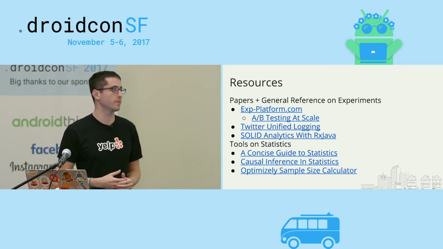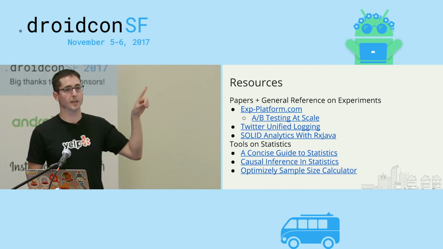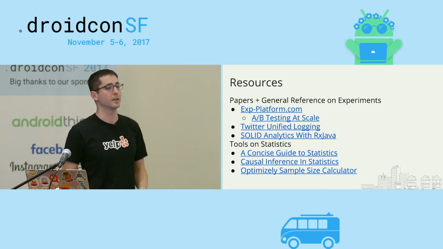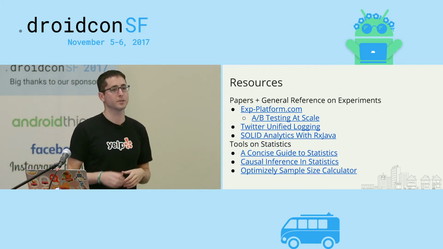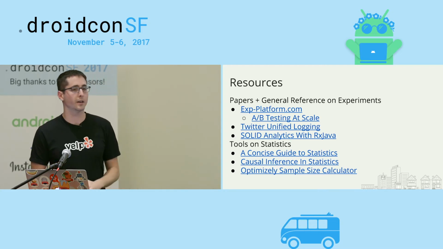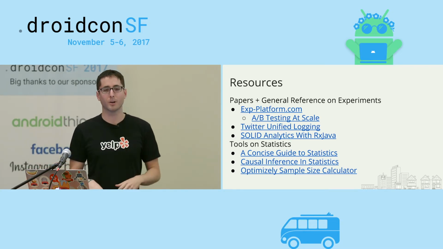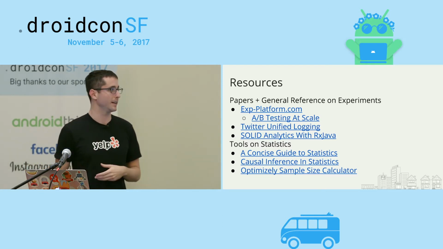So some resources for you. First and foremost, explatform.com is a website that does not look very attractive, but is absolutely amazing. It's from the Bing experimentation platform team, and it has papers at every level from introduction to A/B testing, which is A/B testing at scale here, to super, super deep problems that people only at Bing and Google and Facebook scale encounter day to day.